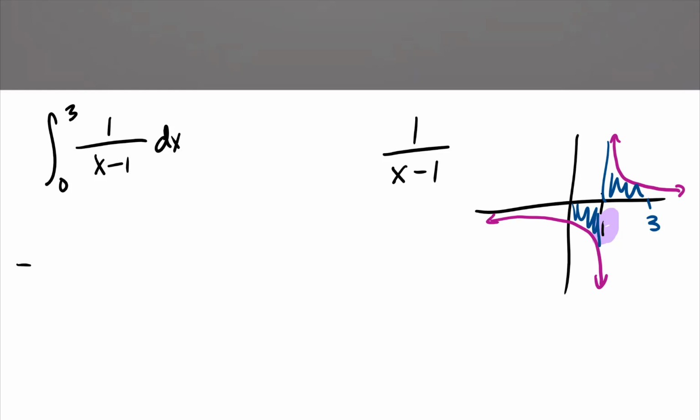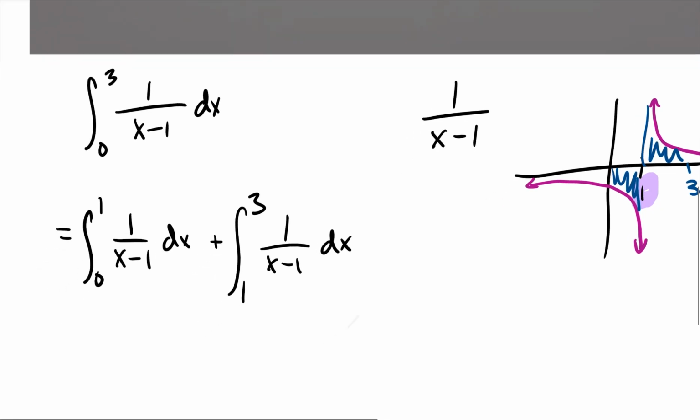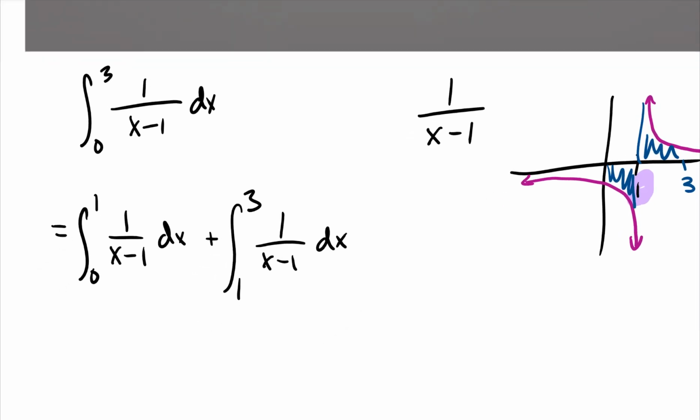We're going to write this as the integral from 0 to 1 of 1 over x minus 1 dx, plus the integral from 1 to 3 of 1 over x minus 1 dx. So now we have it broken into 2 pieces. But as we know, we're not allowed to go towards 1. 1's really bad. So we have to write out our limits.